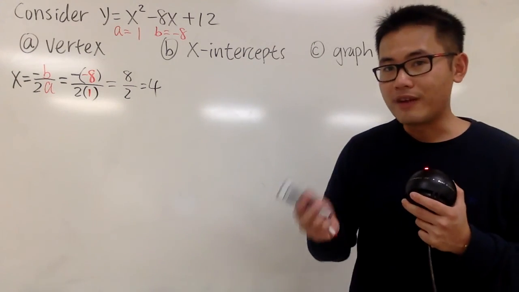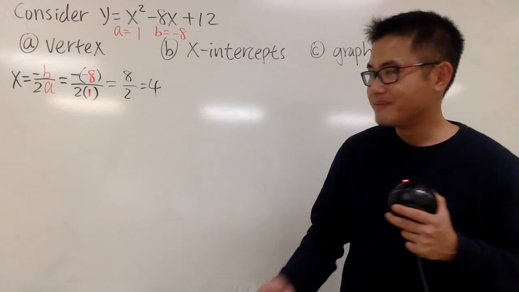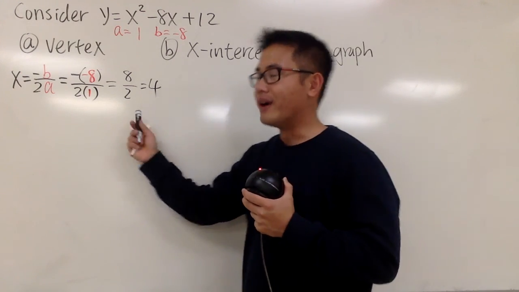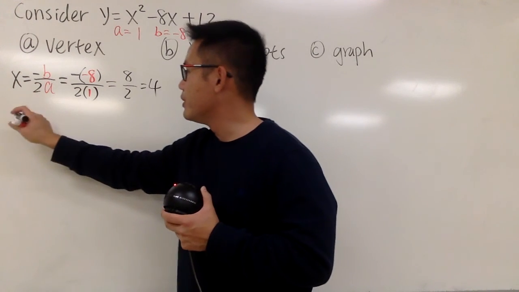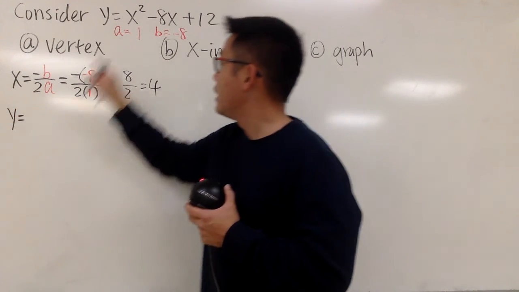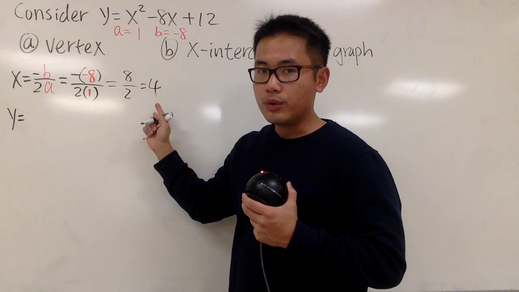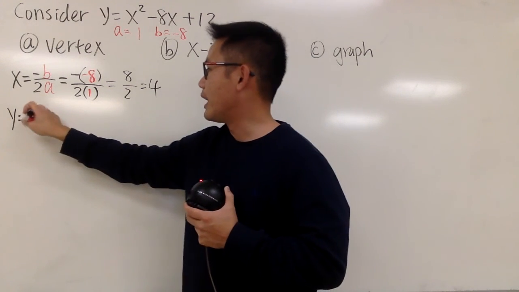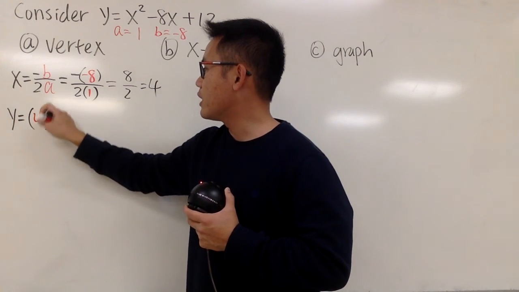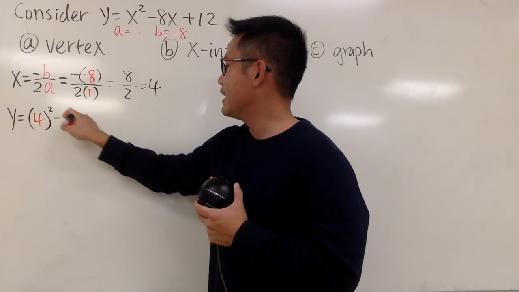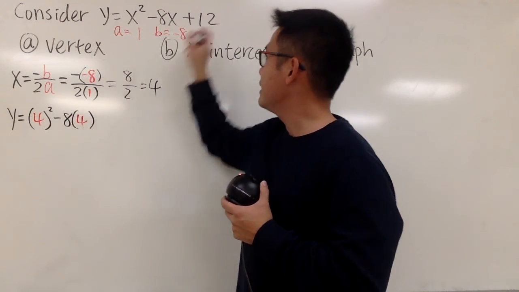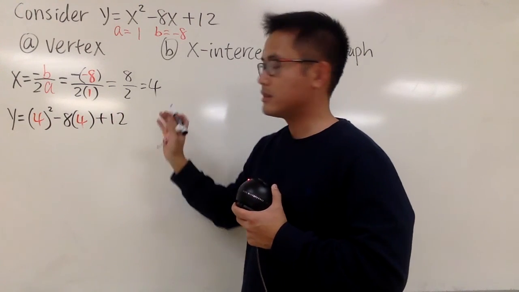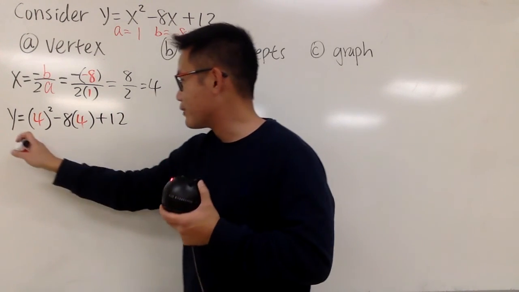Don't forget to get the y value as well. How can we do that though? Be sure to just plug the x value 4 back into the original equation and work out the y value. Right here, we know that y will be x squared minus 8 times x plus 12, and we will use 4 for x. So we will have 4 squared and then minus 8 times 4 for the x. And then at the end, right here, we put down plus 12. And now we just have to work this out.